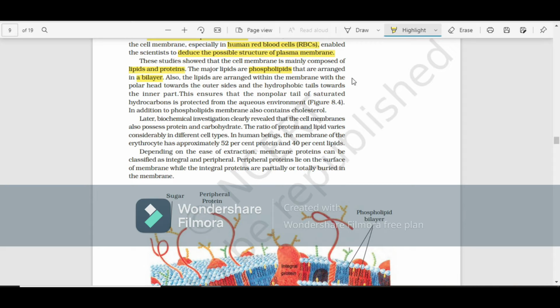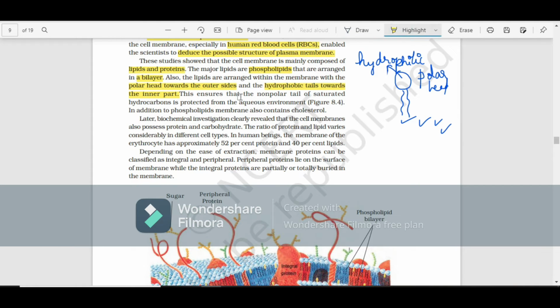Also, the lipids are arranged within the membrane with the polar head towards the outer side. If you see towards the outer side, there's this polar head, and there's a tail as such, which is a non-polar tail. You can see two tails here actually. And the hydrophobic tails are towards the inner side. So this is the hydrophilic polar head, and here you'll find the hydrophobic non-polar tail.